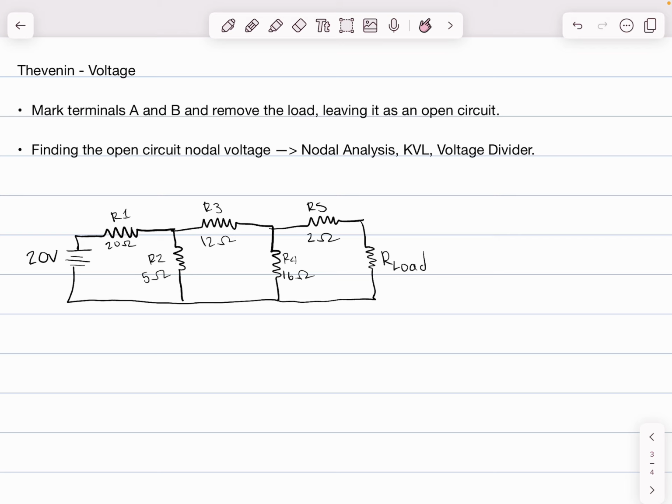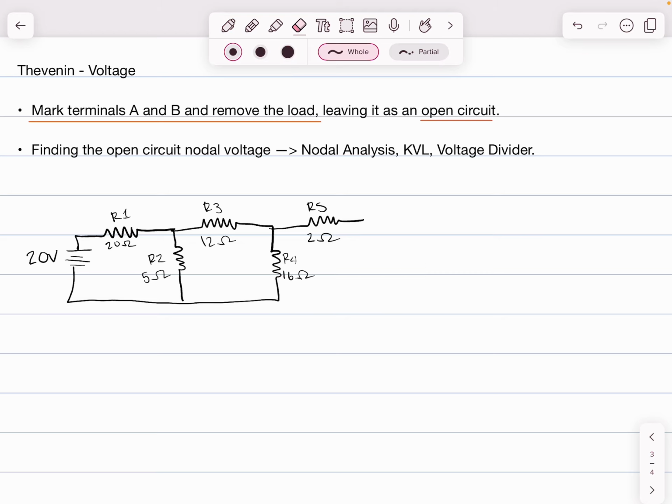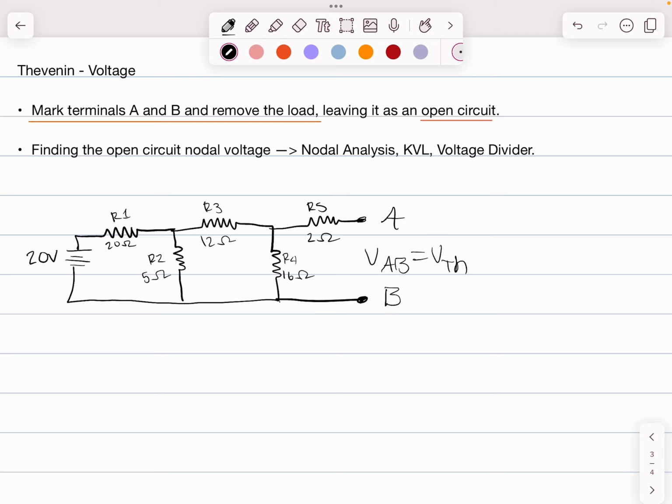So a couple quick notes. I want to mark the terminals A and B, and I want to remove the load, leaving it as an open circuit, similar to what I've done before. I'm removing my load. Okay. I'm marking terminals A and B, and VAB will equal my V Thevenin. Okay, I did the first step.